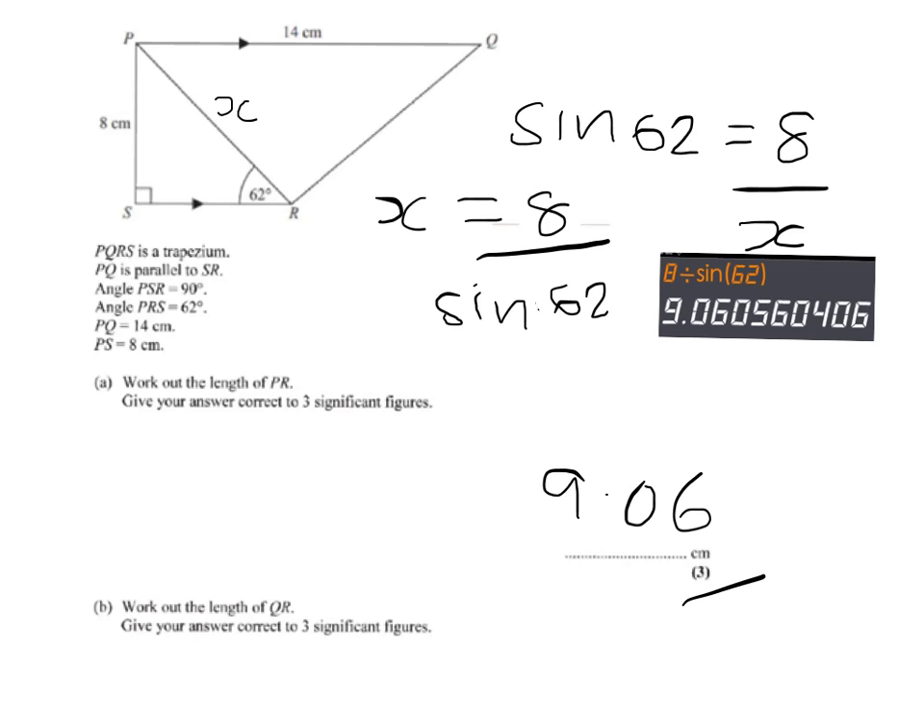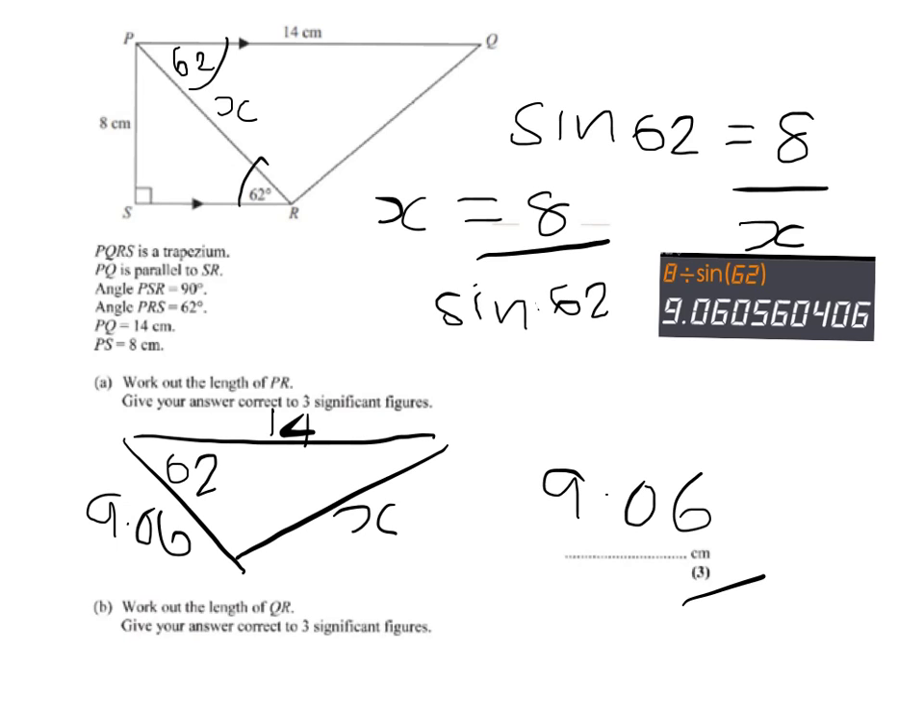So to find the length QR, we've got to use our angle fact and establish that the angle at P is 62, as it alternates with the angle at R. We've got X, so we know X is 9.06, so we now have this triangle. So I've drawn the triangle out, so I've sort of brought it down here, and we can see that we've got the angle 62, and we've got the two sides, and so we're going to use the cosine rule to find our missing length X.